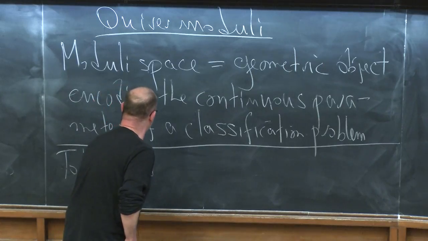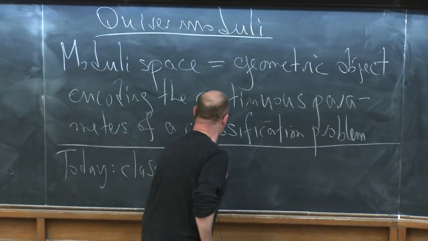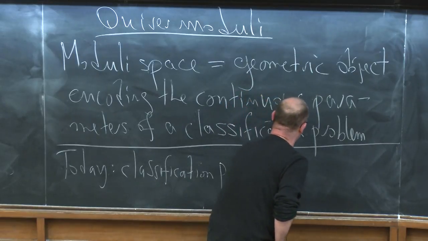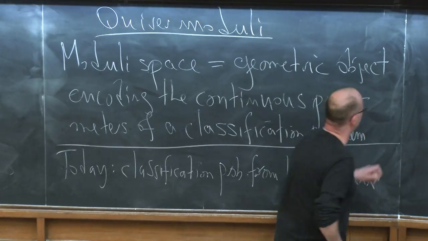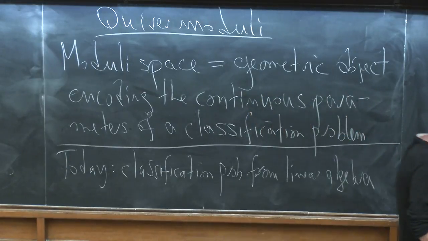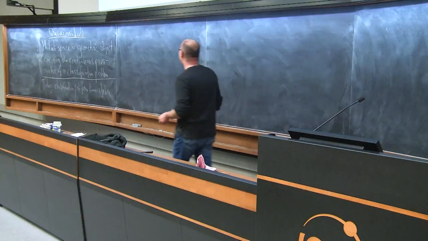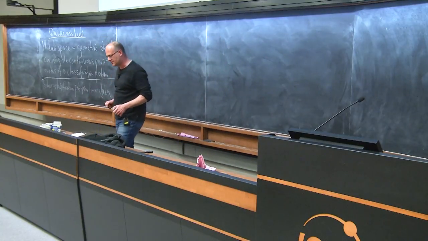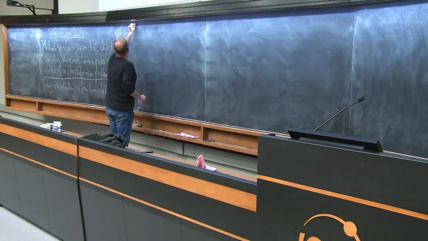classification problems from linear algebra. So we will see that in a first year linear algebra course, actually we get to know many quiver moduli spaces, but under a different name. So I want to try to make a table. I don't know if it works on the blackboard, but in general, the table of examples should be the following.